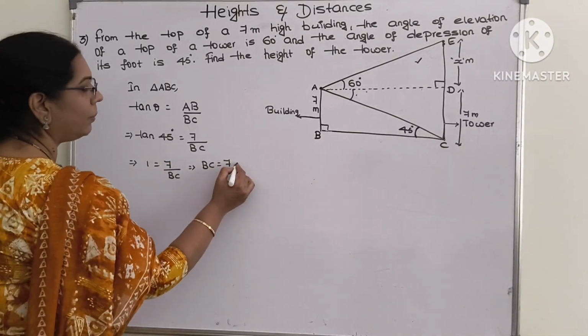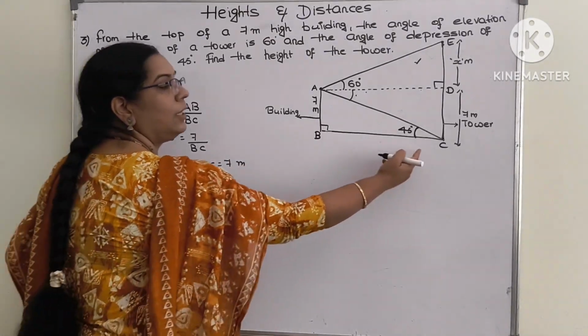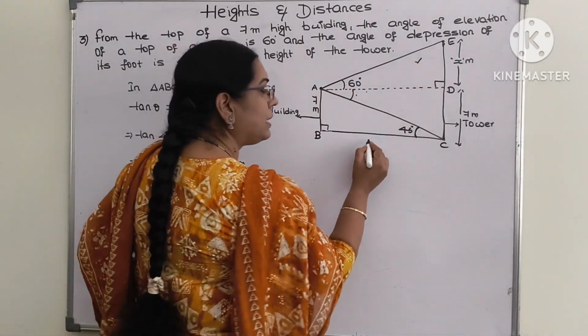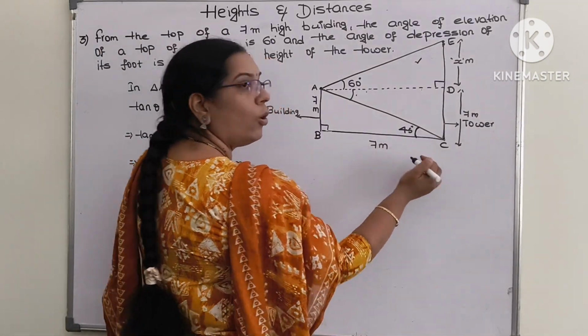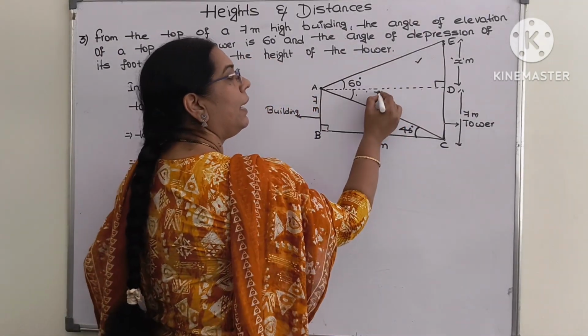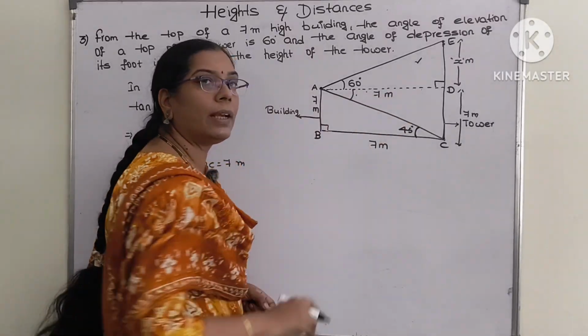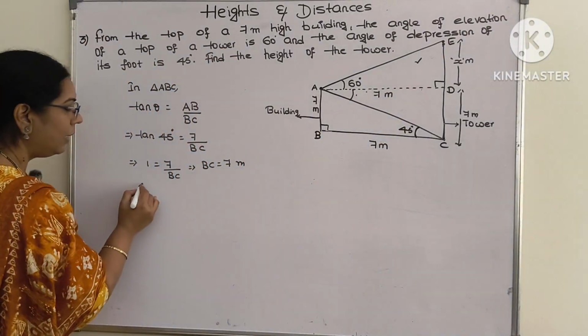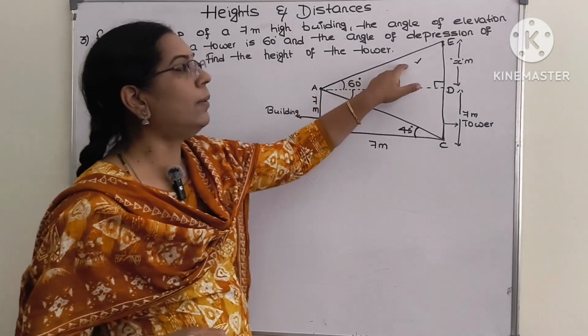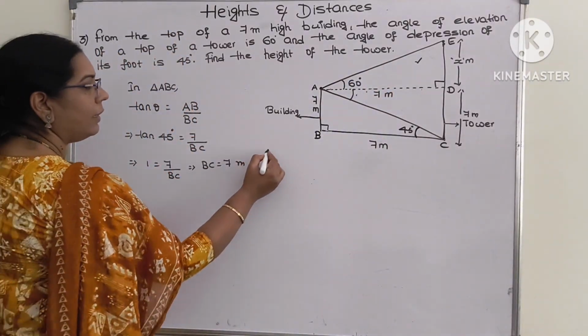If you do the cross multiplication, you will get BC to be 7. If BC is 7 meters, how much will be AD? AD also will be automatically 7 meters. Let us now solve the other right triangle.